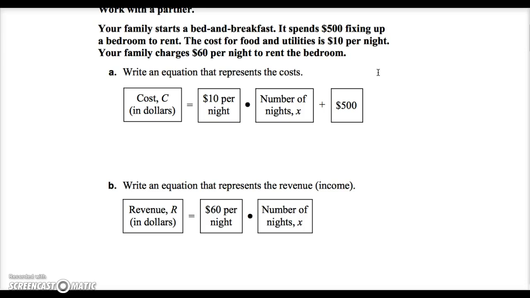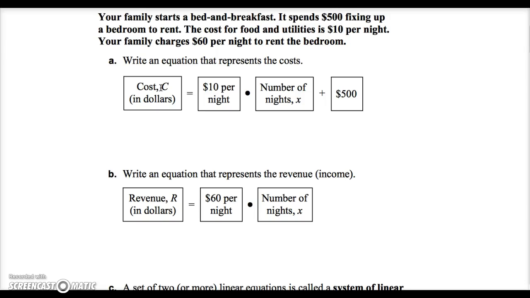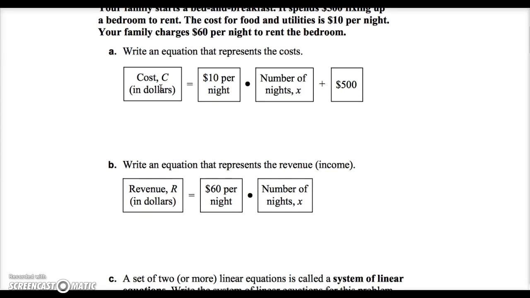So they've given us a lot of information here within this one problem. And they're going to kind of walk us through it. So part A says write an equation that represents the costs. Okay? And what they're talking about with cost is what is it costing you and your family to run this bed and breakfast? So, first thing we have is the cost, and they want you to use C. So we're going to start out with C equals. They also told you that it costs $10 per night. That was for the food and utilities.